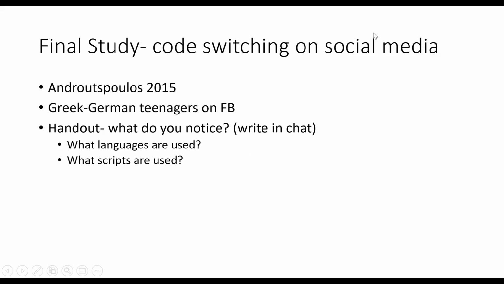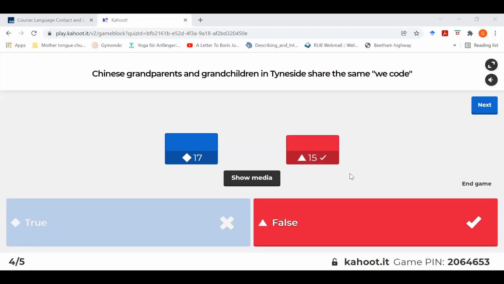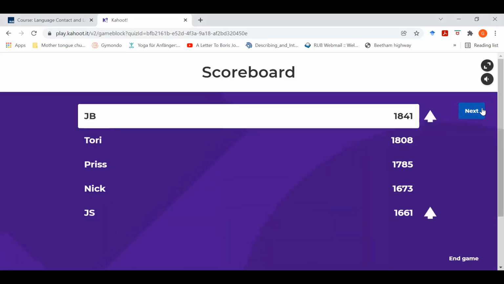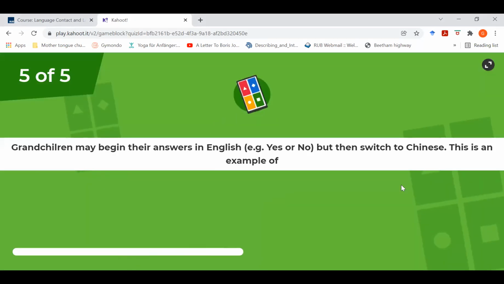So then we have one last question from the Kahoot. So now we go back to the Kahoot. But I have to share the screen. Yeah, so like we said, they are not sharing a weak code, because the Chinese grandparents are using one language and the children another language. And the last question.